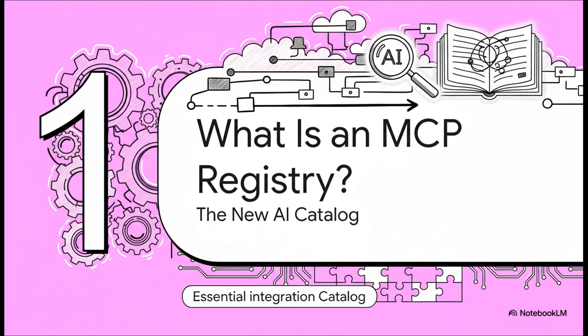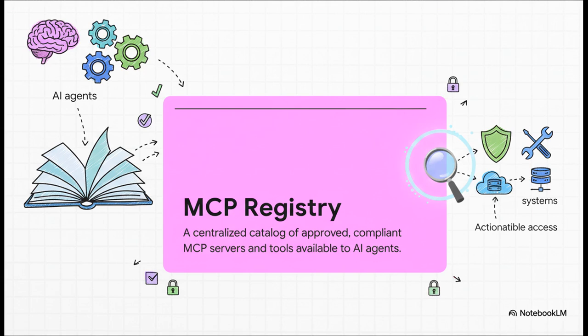And just like it says here, a good way to think about it is as a new kind of catalog, one that's been built from the ground up specifically for the age of AI. So what is it exactly? Well, an MCP registry is basically a centralized, curated library. It lists out all the approved and compliant tools that your AI agents are even allowed to touch.